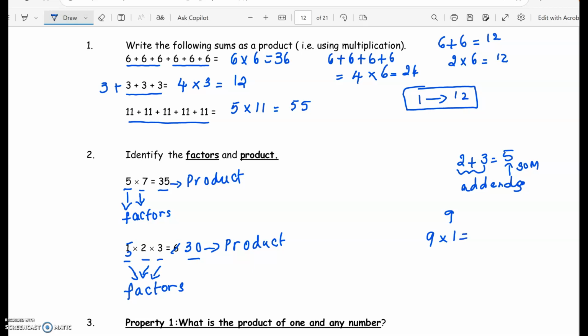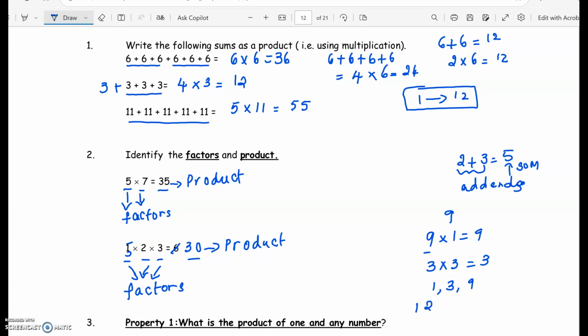Now, if I say, what are the various factors of, let's say, 9? So 9 times 1 is 9. 9 is a factor. 3 times 3 is 9. So 3 is also a factor. The factors of 1 is trivial, of course. Factors of 9 are 1, 3, and 9.